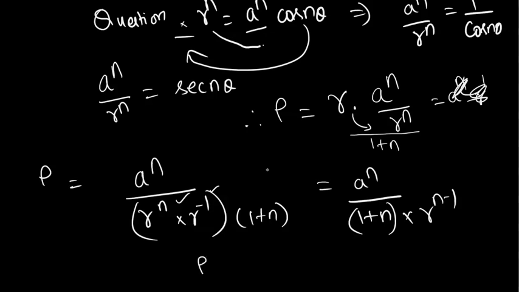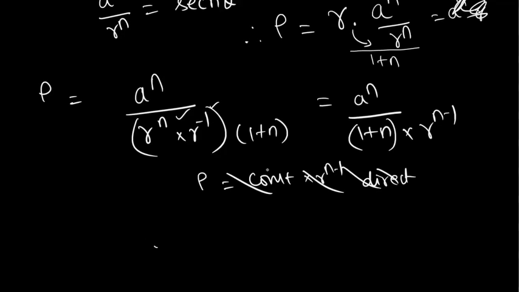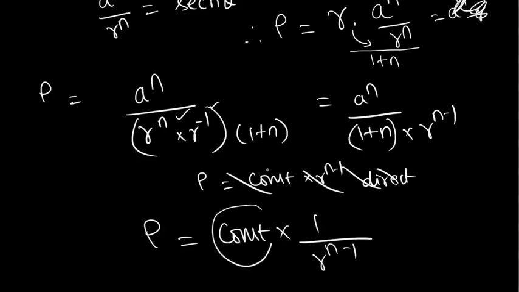So now radius of curvature varies inversely. So directly means rho is equal to some constant into r power n minus 1 if it is direct. But here they didn't give you direct. What they gave you? Inverse. Inverse means 1 by. So rho is equal to some constant into 1 by r power n minus 1. What is that constant? A power n by 1 plus n. Hence we can say rho is inversely proportional to r power n minus 1.